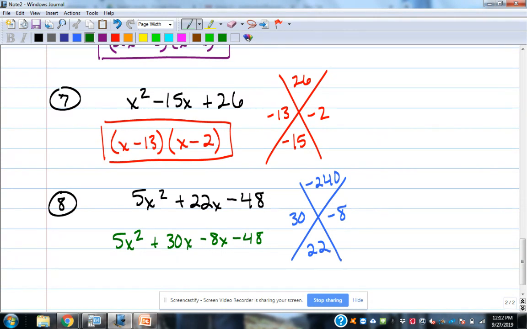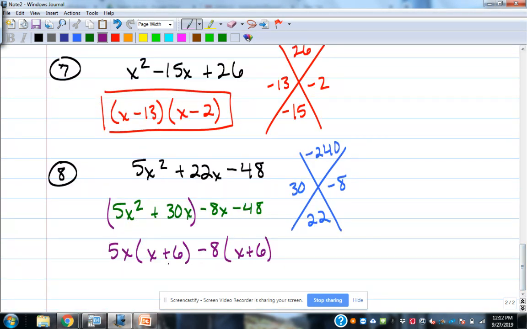Now, what do we do next? Group. 5x, x plus 6, negative 8, x plus 6. Final answer, x plus 6 and 5x minus 8. Again, it doesn't matter what order you put those in. If you put the 5x minus 8 first, that's fine. But you've got to have both of them there. Okay.